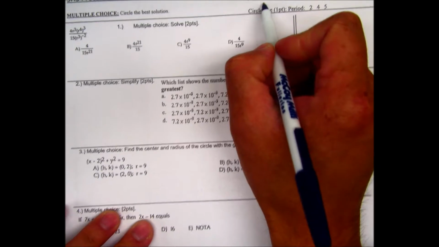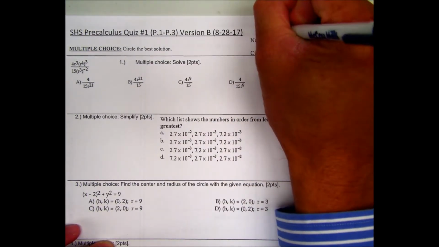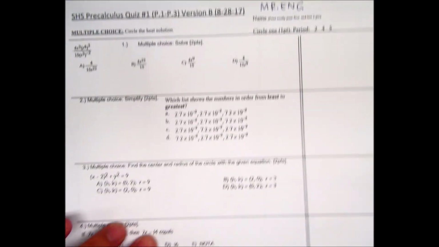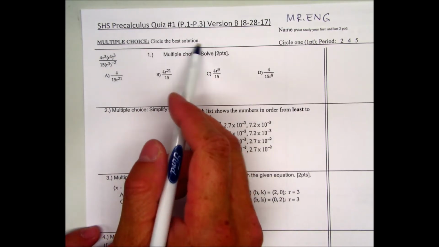So notice you have your name here, print neatly. It's based on what I think. Giving you points for even circling the correct period. Multiple choice, circle the best solution.